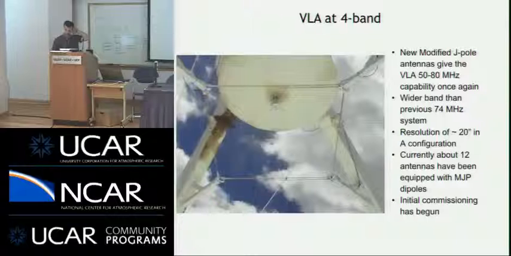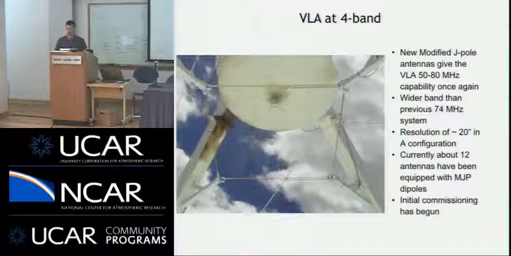Another thing of interest is that the VLA has recently begun to be outfitted with four-band antennas. So there's this square that's located on about 12 antennas, I believe. This is called a modified J-pole, and it's active from 50 to 80 megahertz. It has wider bandwidth than the previous 74 megahertz system. With just the VLA antennas, you can get a resolution of 20 arc seconds.